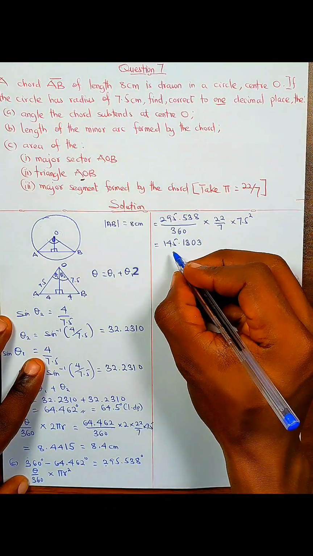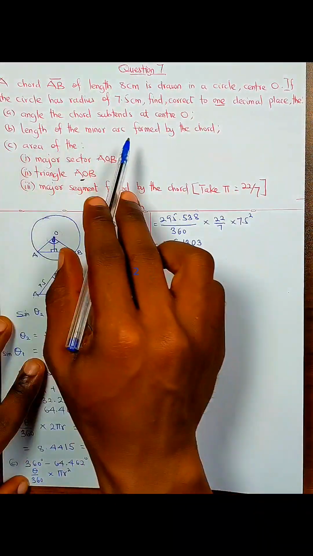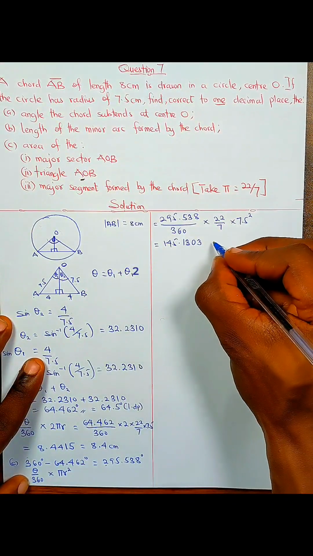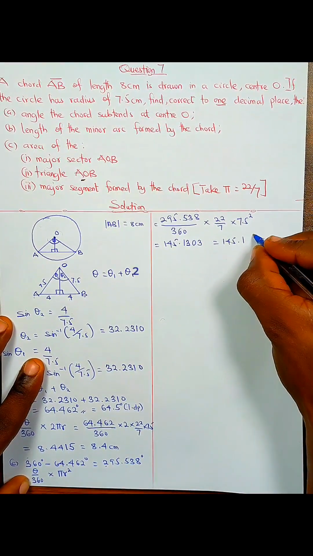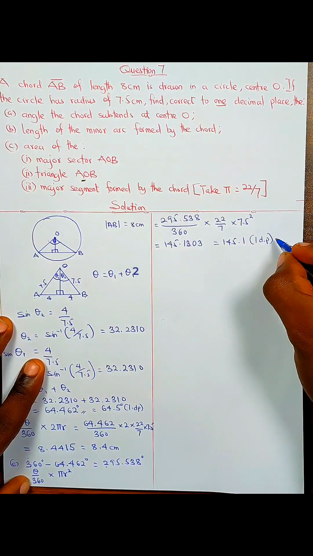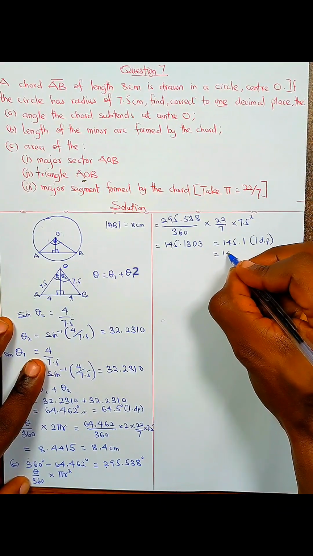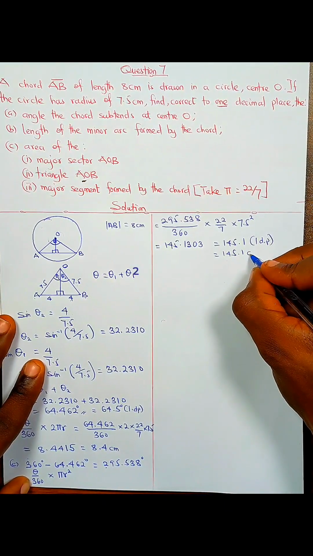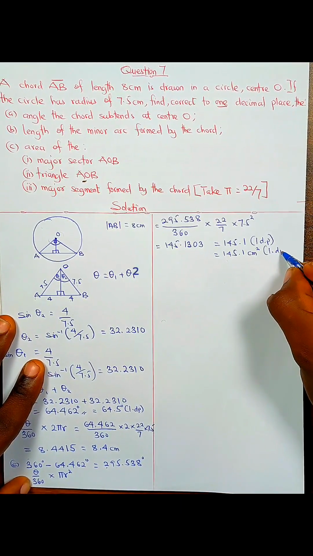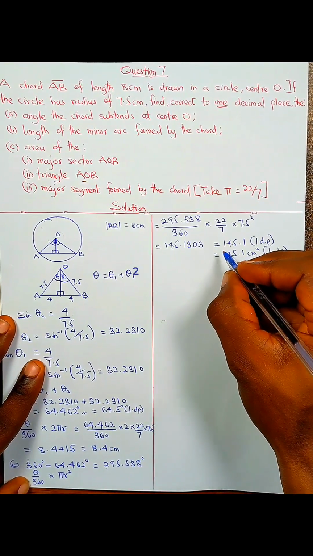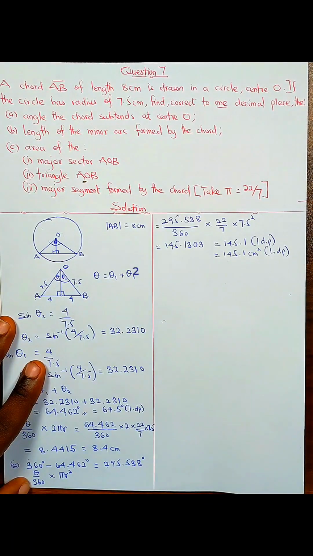Okay, but the question says to take it to 1 decimal place. Let's not forget to find correct to 1 decimal place. Anything you're finding should be in 1 decimal place. So it is equal to 145.1 to 1 decimal place. But is it a length? It's an area. So what is the unit? It should be 145.1 centimeters squared, since it's an area. So that is the area of the major sector AOB.